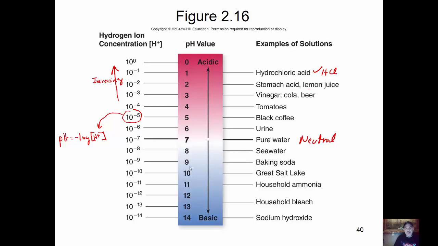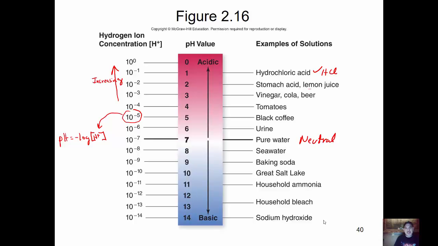If we start going higher in pH, higher in pH means we're having a bigger and bigger negative exponent, and the bigger that negative exponent is, the more zeros between the decimals, so it's a lot smaller. So going to pH 8, 9, 10, 11, 12, 13, 14 is going more and more basic.